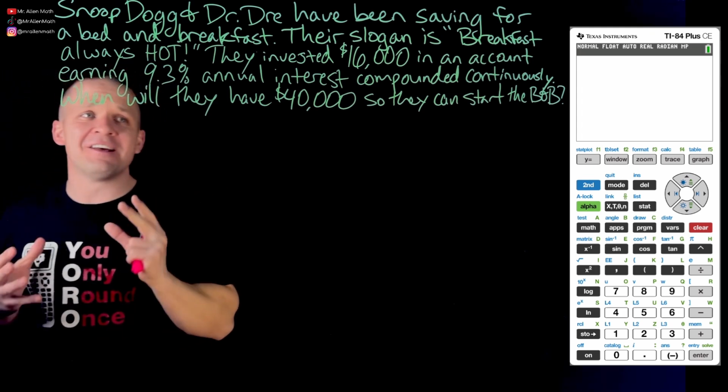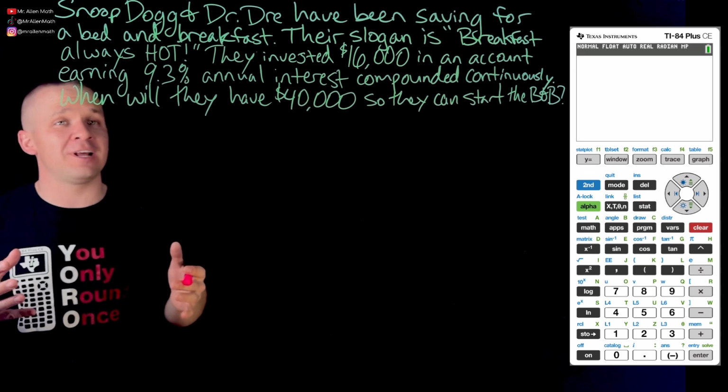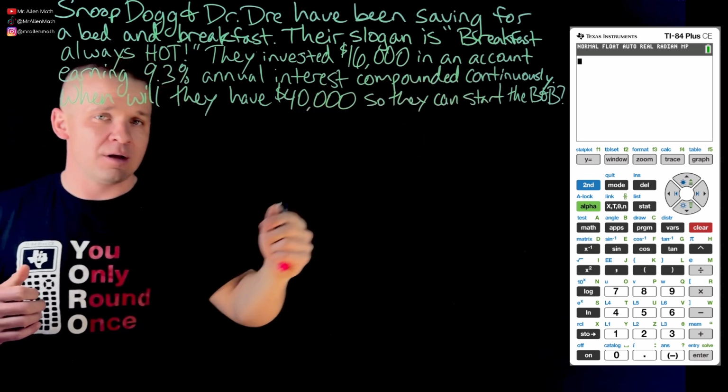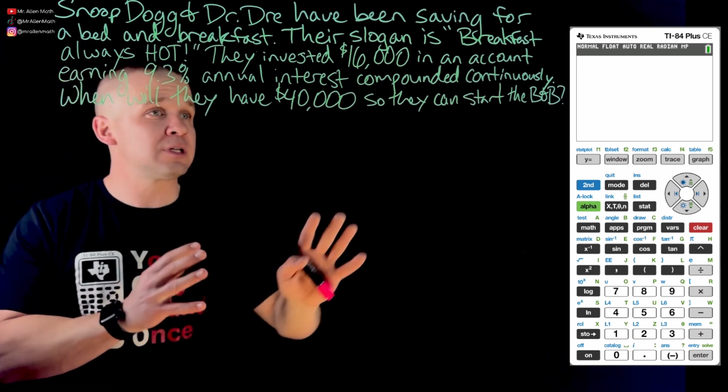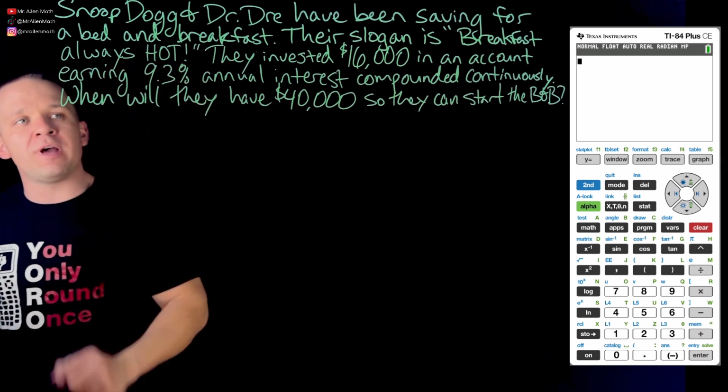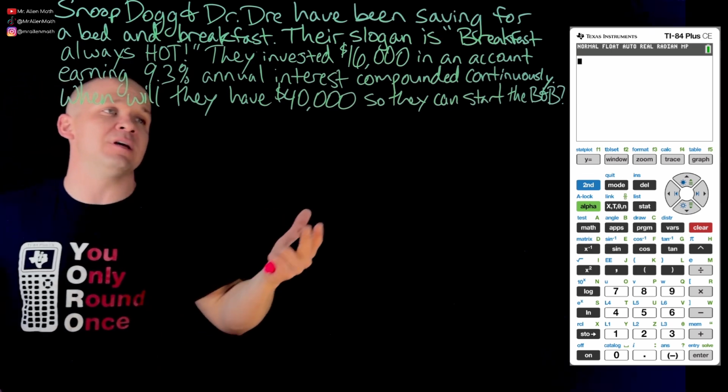Anyways, they invested $16,000 in an account earning 9.3% annual interest compounded continuously. All right, so we're compounding the interest continuously. The annual rate is 9.3%. When will they have $40,000 so they can start the B&B?